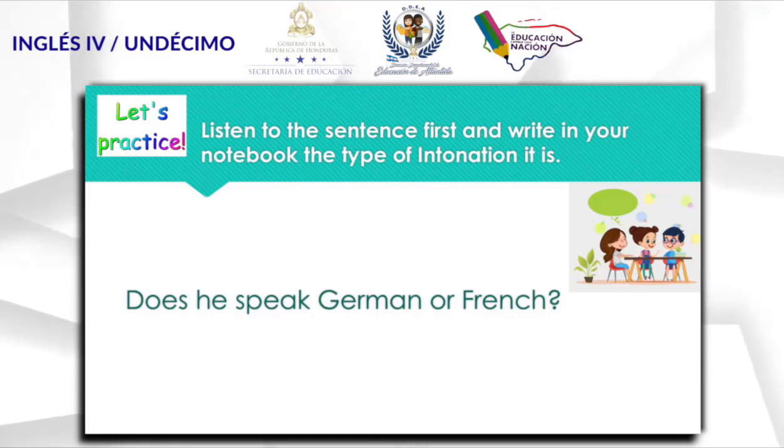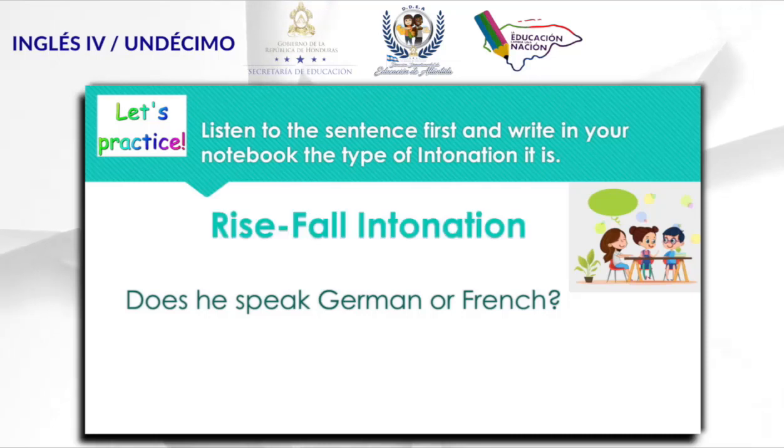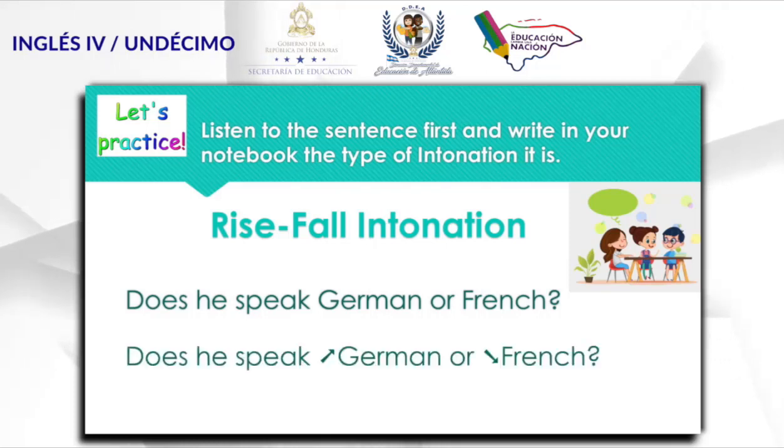Next, does he speak German or French? Repeat with me. Does he speak German or French? So, what type of intonation is it? Rise-fall intonation. And where do we have rise-fall intonation in the sentence? In German, we have a rise and it falls in French. Good job. Now repeat it with me one more time. Does he speak German or French? Good job.